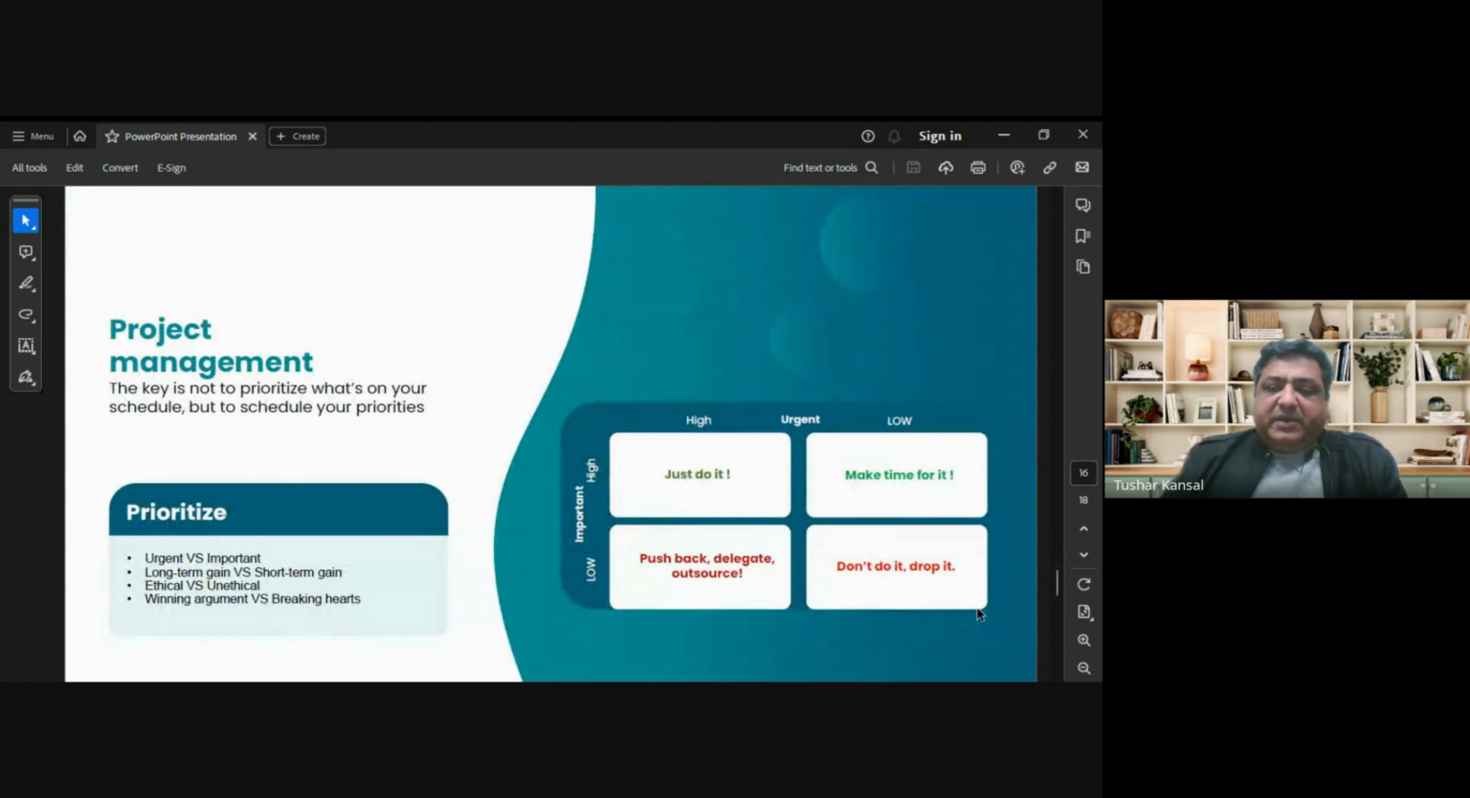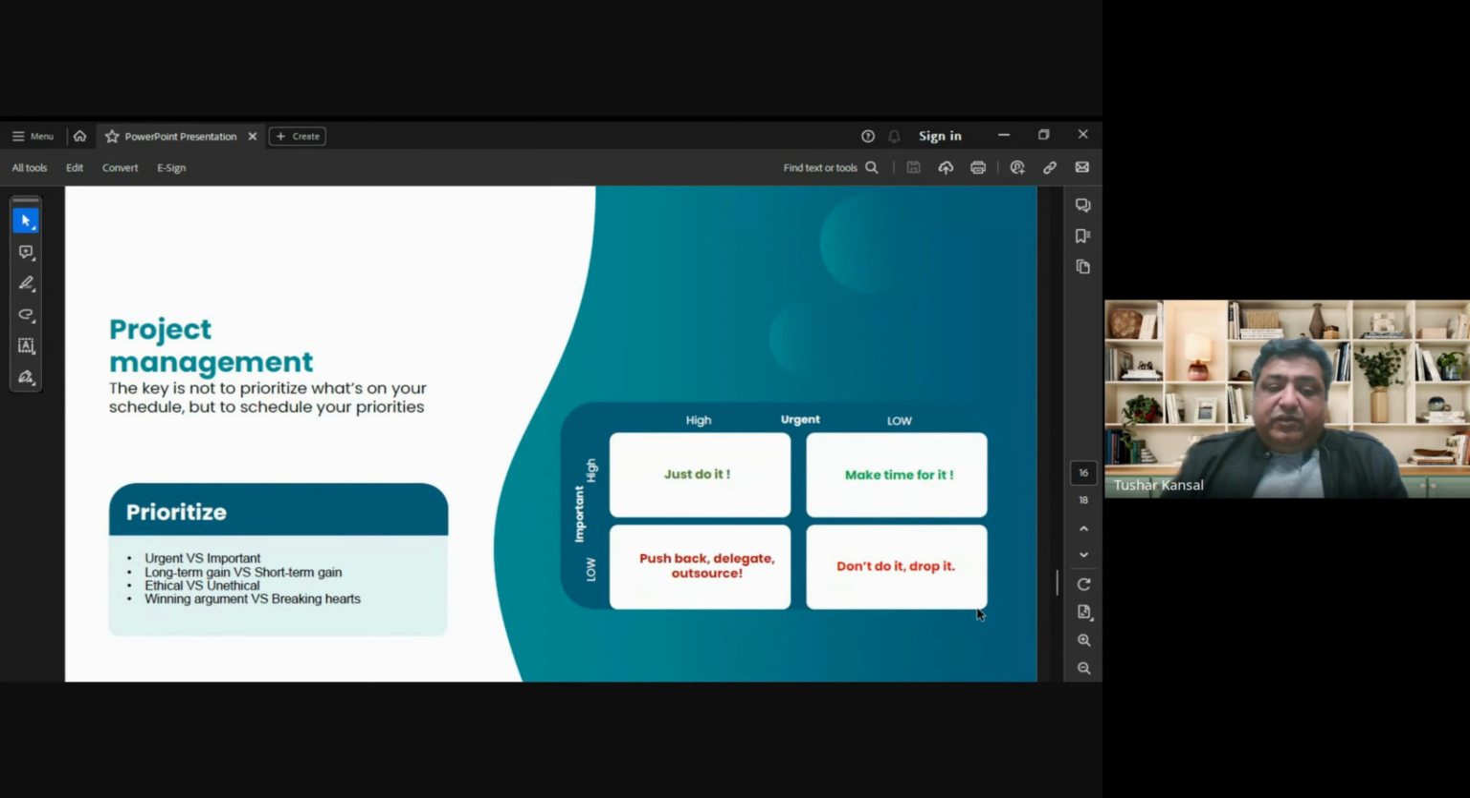Now, another aspect of how to decide which task to do now or later. If it is important and urgent, then you push back, delegate, and outsource. I mean, if it is less important and urgent, you delegate and outsource. If it is important and urgent, high, just do it now. If it is less urgent but very important, then make time for it. Decide, I will do it this week. And if it is low important and less urgent, don't do it, just drop it.